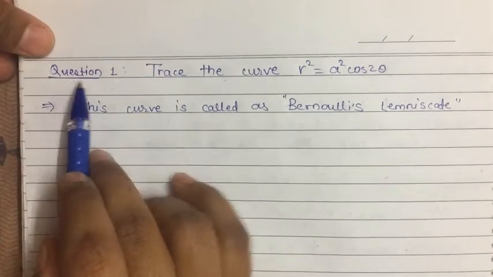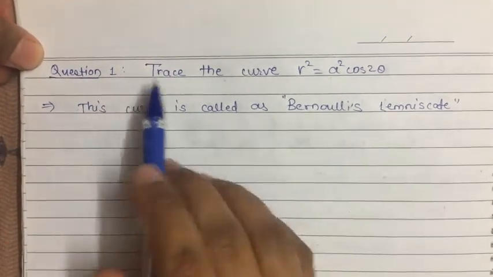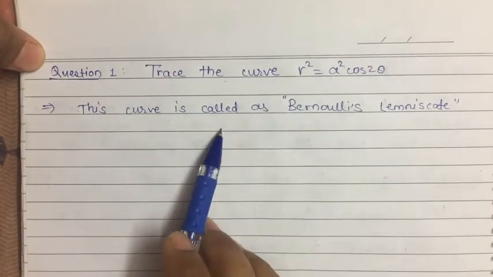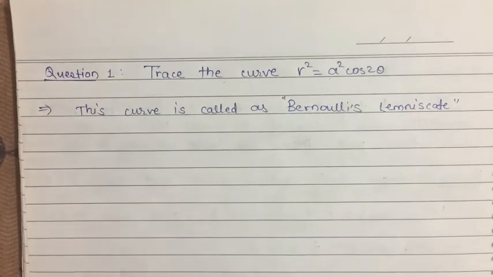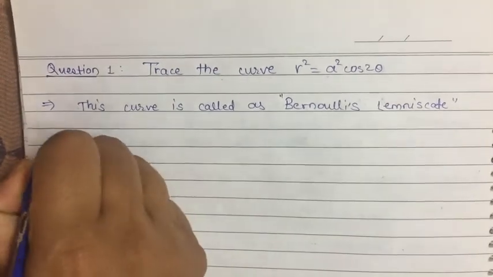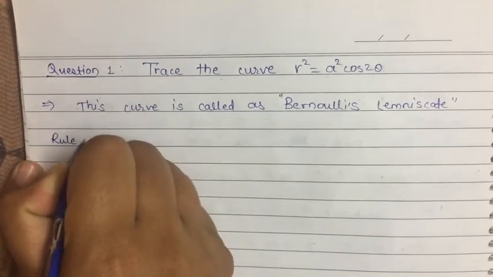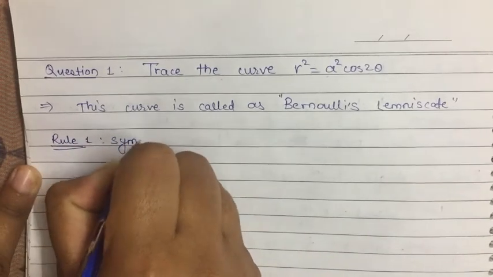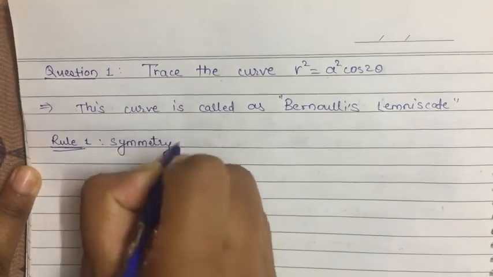So here comes the first question of tracing of polar curve. Trace the curve r square equal to a square cos 2 theta. This curve is called Bernoulli's Lemniscate. Okay. Now, as usual, we will go by the procedure. What is rule 1? Rule 1 is symmetry. So we need to check all the symmetries over here.